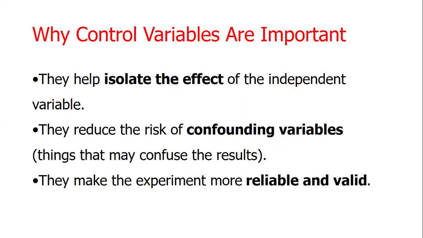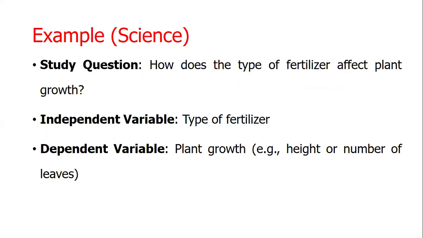Why are control variables important? They help isolate the effect of the independent variable. They reduce the risk of confounding variables, things that may confuse the results. They make the experiments more reliable and valid.